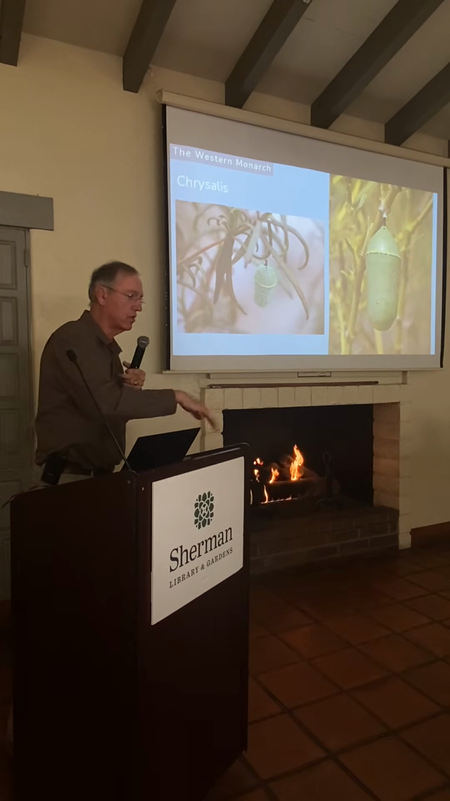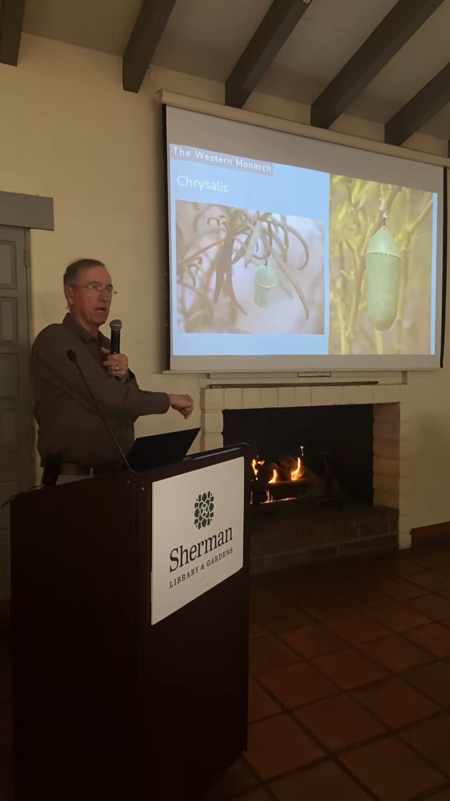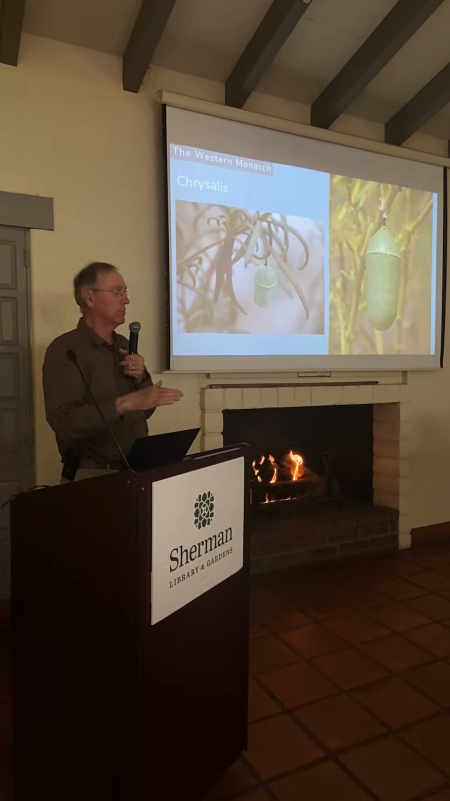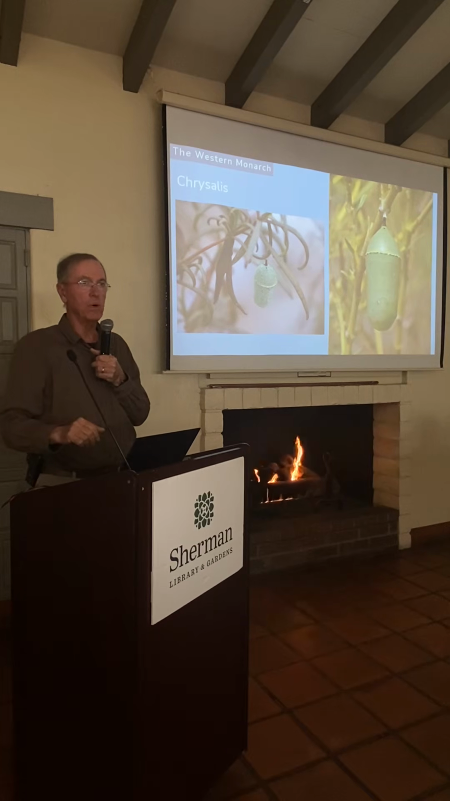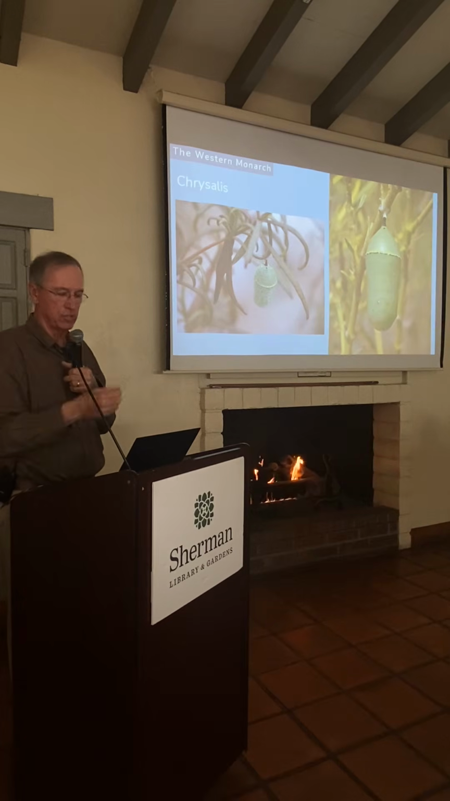So if you see a larva crawling along the ground, it's nice and big and plump. You don't need to pick it up and put it back on the plant. It's probably making a little trip to where it's going to hang upside down and move into its next stage.